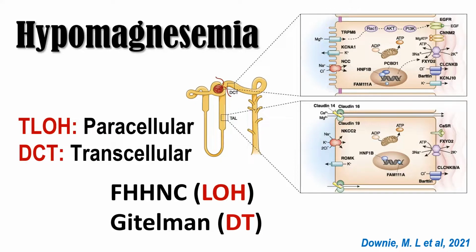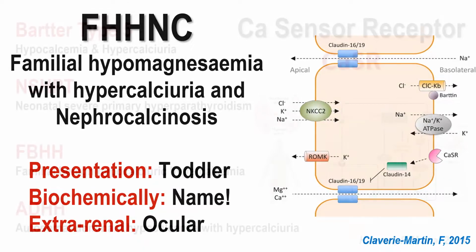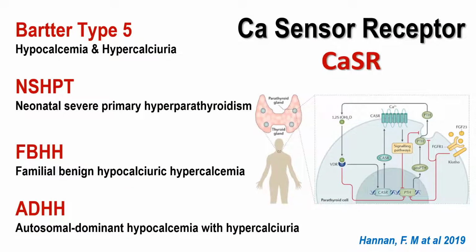Hypomagnesemia produces 2 diseases, known depending on the site of action. So we have familial hypomagnesemia with hypercalciuria and nephrocalcinosis, and Gitelman syndrome. The main difference between these 2 is the calcium. Familial hypomagnesemia is present in toddlers and is usually associated with extrarenal manifestations like myopia and nystagmus. The calcium sensor is present in the parathyroid gland, producing other diseases other than type 5 Bartter syndrome, like these diseases.